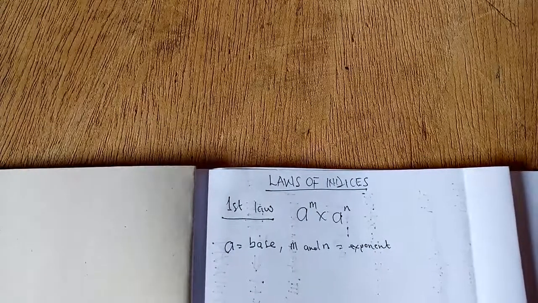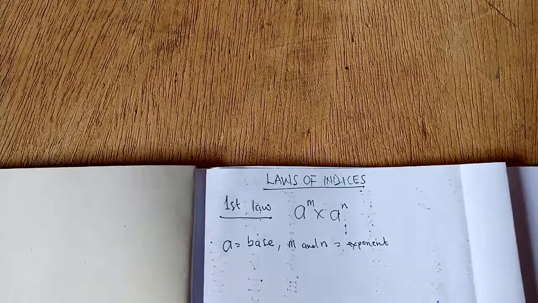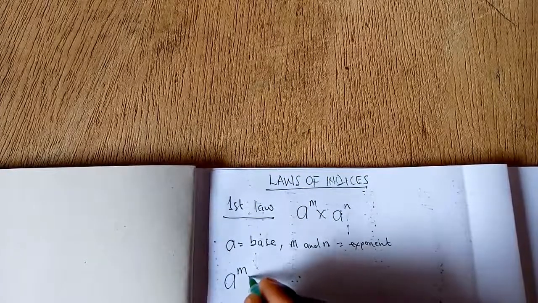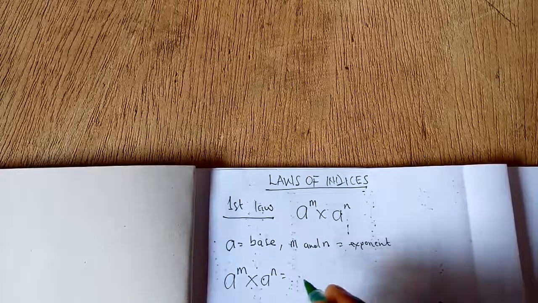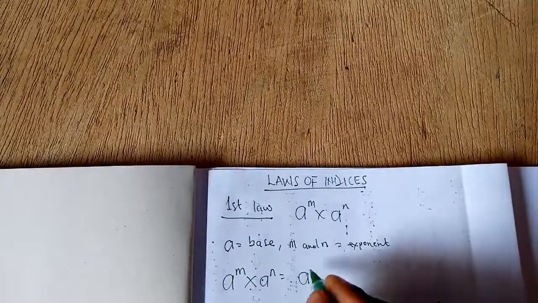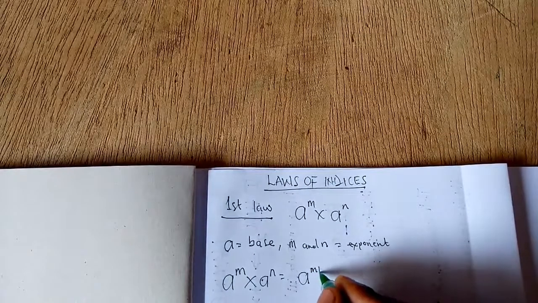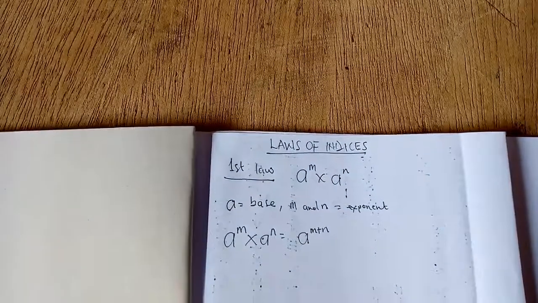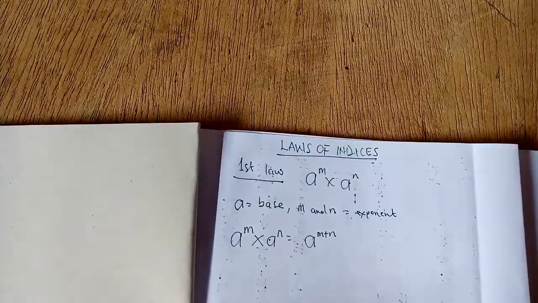The first law is saying that when the bases are the same but the exponents are different, what do you do? For a raised to power m times a raised to power n, we write one of the bases, and then we add their exponents, so a raised to m plus n. This is what we term the first law of indices. Let's try some examples and see exactly how it works.